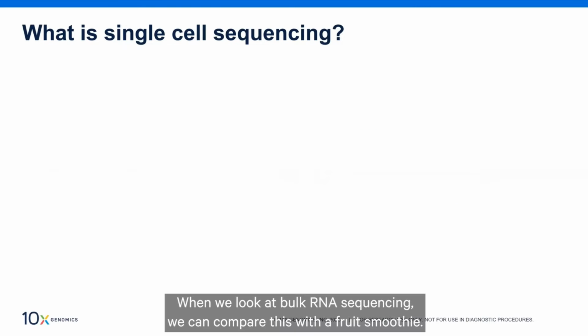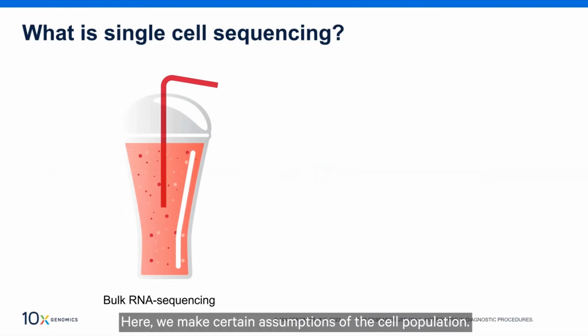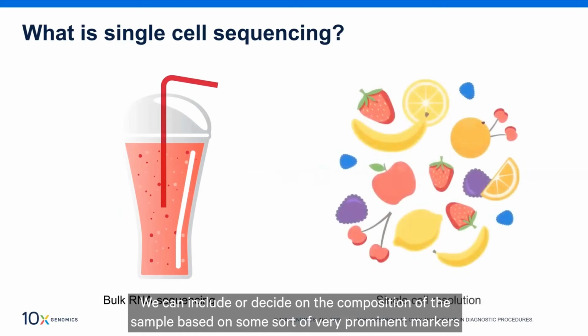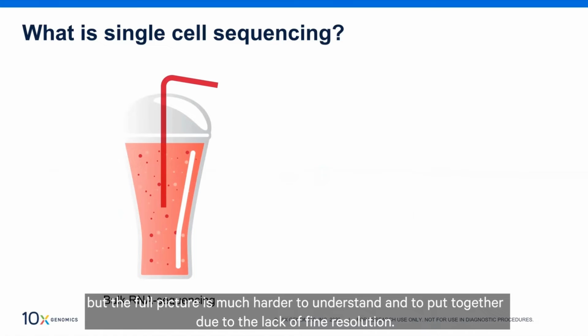So when we look at bulk RNA sequencing, we can compare this to a fruit smoothie. Here we make certain assumptions about the cell population. We can decide on the composition of the sample based on some very prominent markers, but the full picture is much harder to understand and put together due to the lack of fine resolution.